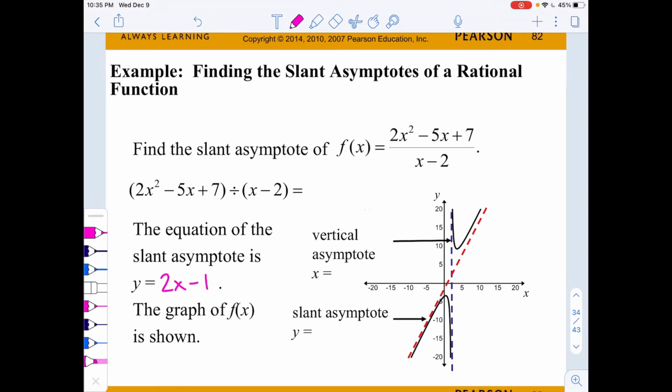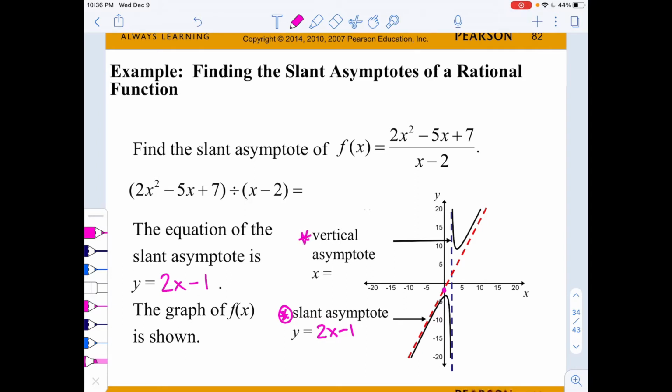So if you look at that graph, do you see where they have our slant asymptote of 2x minus 1? That kind of has that red dashed line that you see there. Right, we have a y-intercept of negative 1. We have a slope of up 2 over 1, slope-intercept form, back to algebra 1 stuff, right?